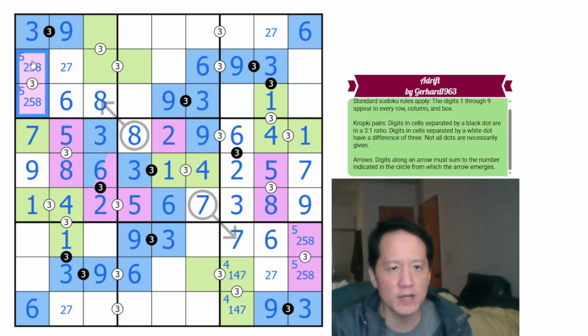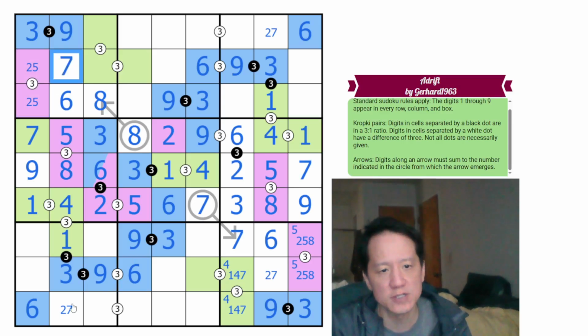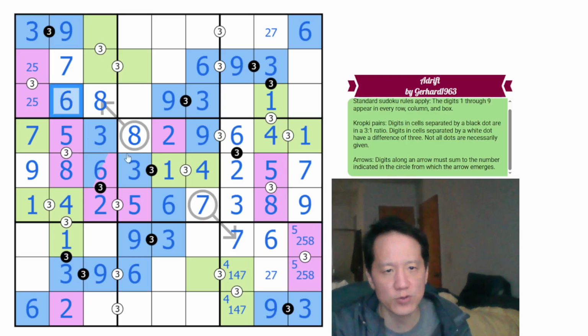This cannot be 8 here, so this has to be a 2, 5 pair here, which eliminates 2 and 5 from the rest of the box, so this can't be 2, so this is 7, which makes that a 2. So this is the last pink, this is blue, and this is green. These are pink, these are green.